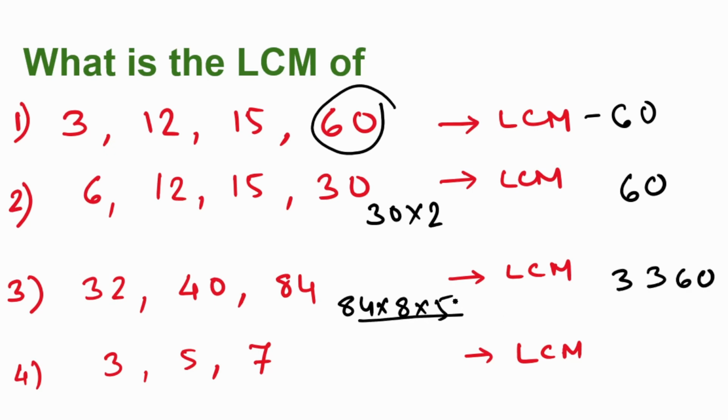But reaching here, how do I know that this is the one? And here, the answer is simply 3 into 5 into 7, which is 15 into 7 or 105. How have I been able to do it so quickly? This is a trick that you will learn in this video.